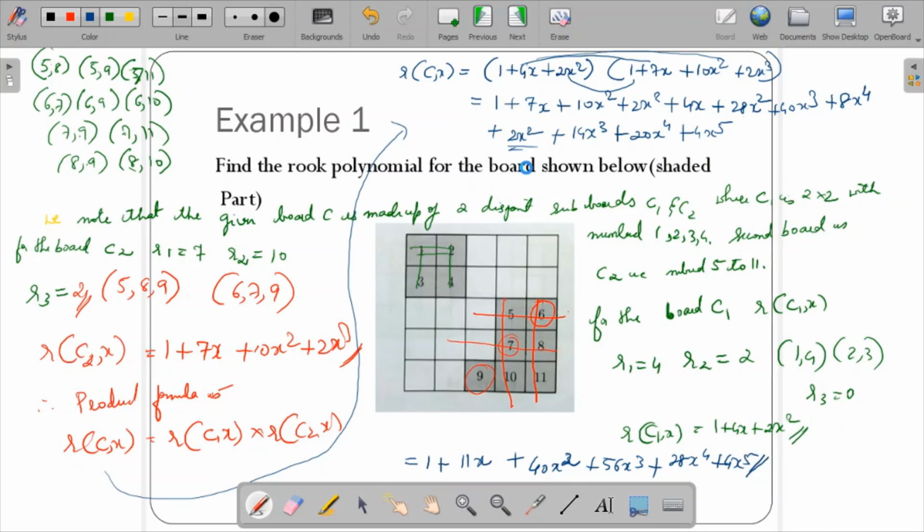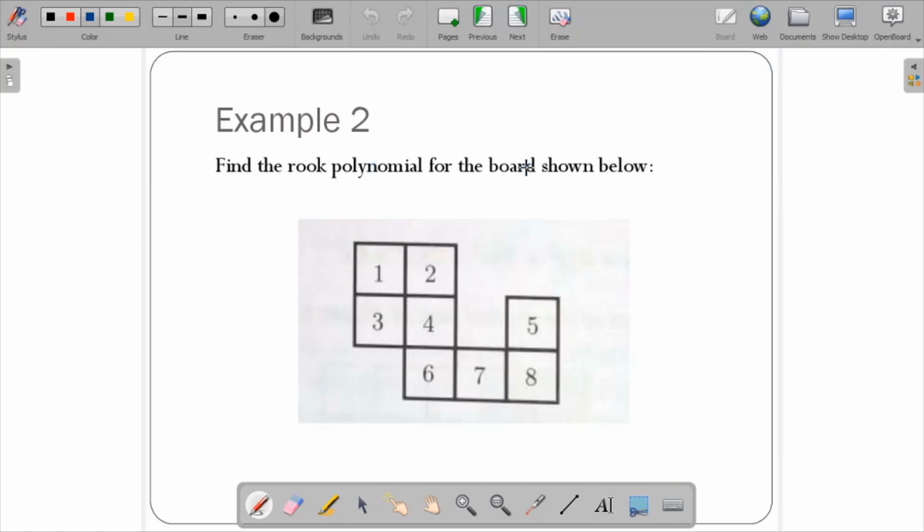So example 2, again find the root polynomial for the board shown below. So here we have the combination of the basic root polynomial as well as the expansion formula as well as the product formula.